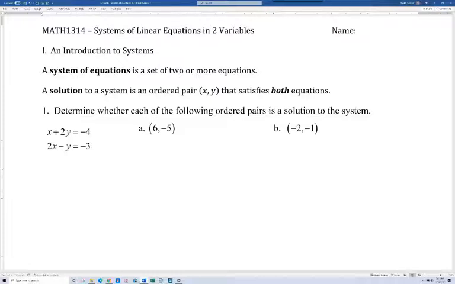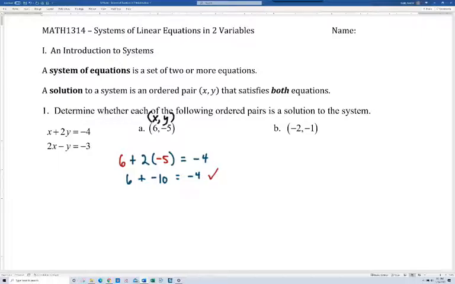So on number 1 here, it says determine whether each of the following ordered pairs is a solution to the system. So let's look at the first point here, (6, -5), and let's plug that into our two equations. So the first one we have x + 2y = -4. So we'll plug 6 in for x and -5 in for y. Remember, an ordered pair is of the form (x, y). And so we're just plugging in x and y into the equation. And you can see here we have 6 + (-10), and that does equal -4, so that's true.